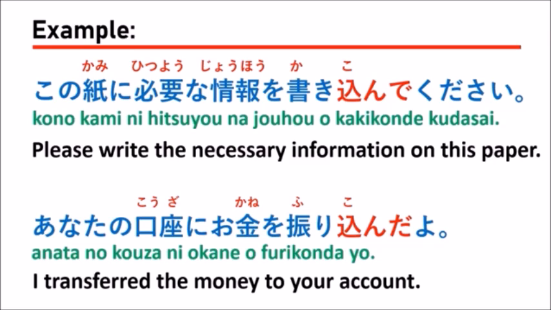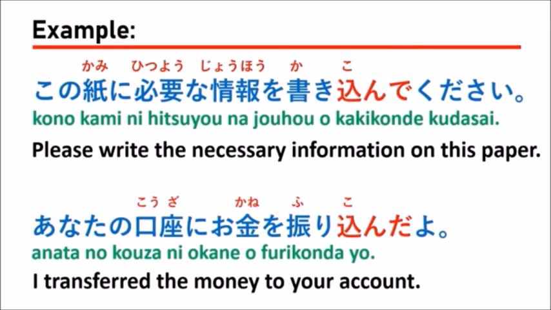But in this case, we change komu to the te form, de form, right? So you can say kaki konde kudasai. What do you write? Hitsuyou na jouhou o kaki konde kudasai. Where? Kono kami, this paper, right? Which means please write the necessary information on this paper. この紙に必要な情報を書き込んでください。Something like this.